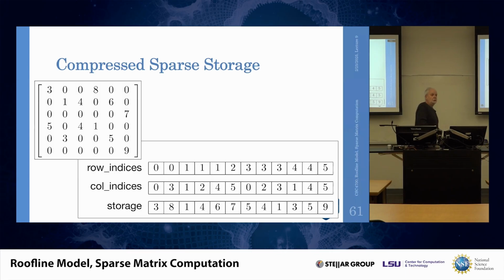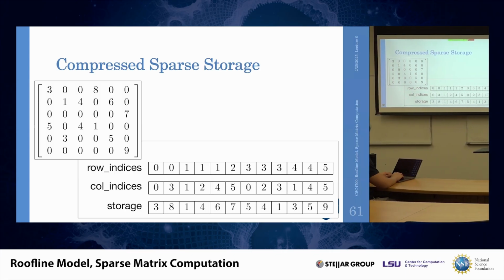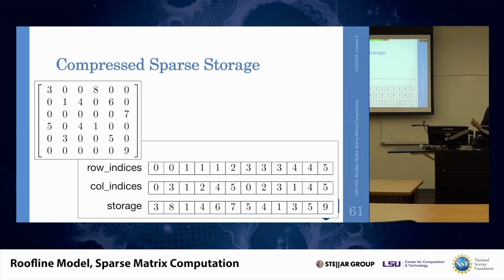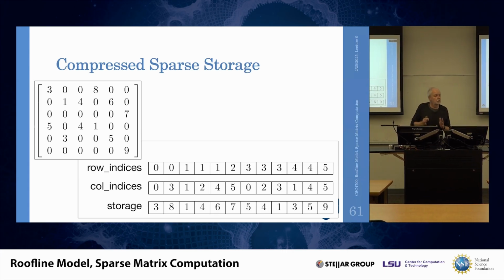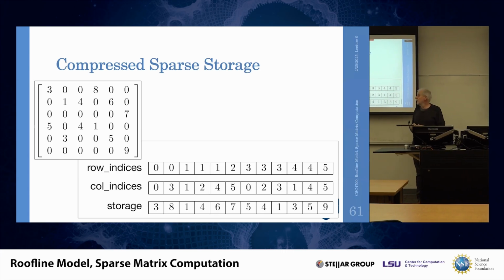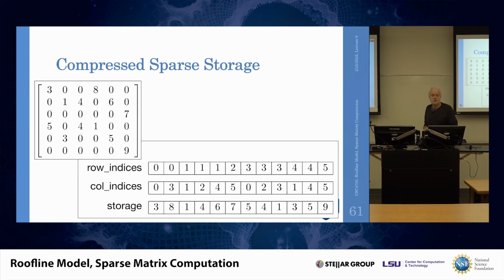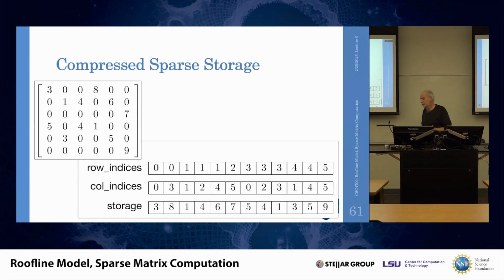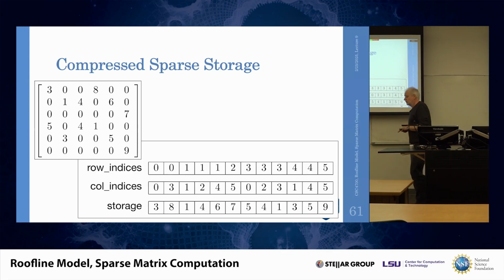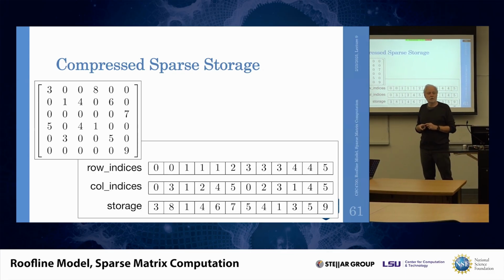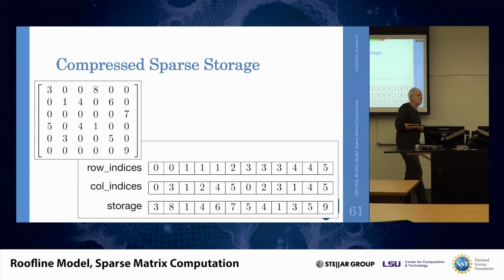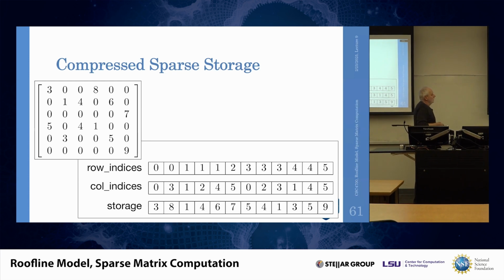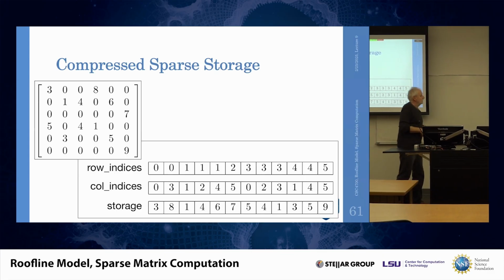Now, can we do better? Can we save even more memory in order to reduce the amount of data that is being stored in memory and that has to be moved from memory to the cores? Well, we can, because people have come up with so-called compressed sparse storage formats, and there are many of them. The most important ones are compressed sparse row format and compressed sparse column format, CSR and CSC. Let's look at how that looks.